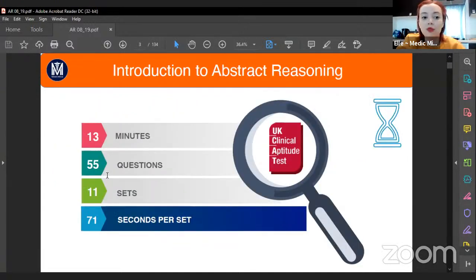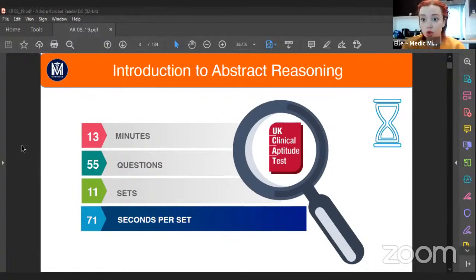So in terms of your timings, and timings are really important throughout the UCAT. If you've attended the webinars the past few weeks with my colleagues, I'm sure they'll have been emphasizing how important it is to stick to your timings. Abstract reasoning is probably the tightest section for timing in terms of your time per question, because you have 55 questions to do in just 13 minutes. So 13 minutes start to finish for the abstract reasoning section.